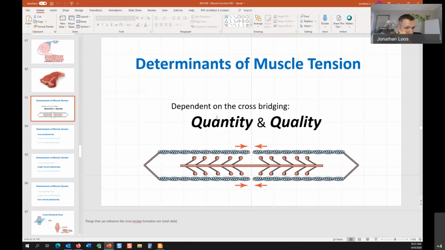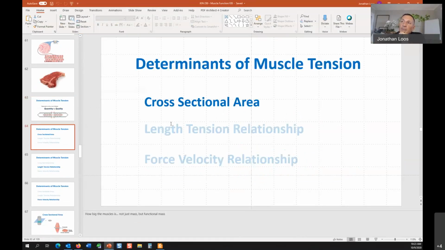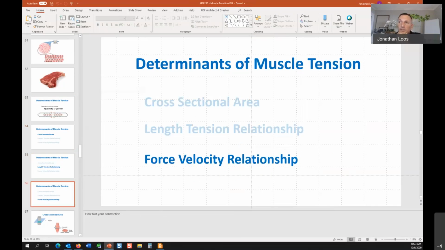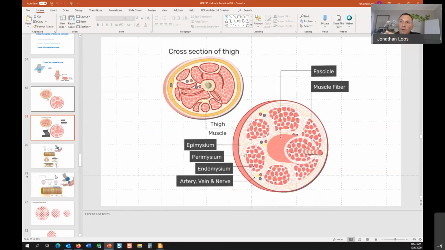All right, so your question is on the quality and the quantity of the cross bridges. When we look at the determinants, there are some things that we can change and some things we can't. The cross-sectional area we can change with time. But the two things that we can change are the way that we lift the weight, in terms of our starting positions and end positions. So the length tension relationship, or the range that you work through, and then also the force velocity relationship, meaning how fast you do the contraction. Cross sectional area is just a byproduct.